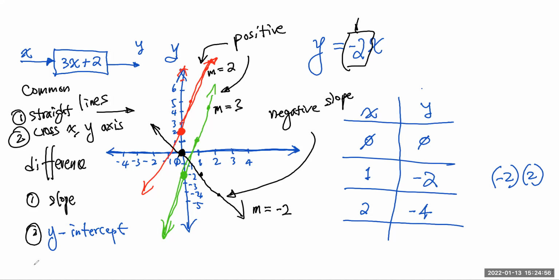Then we also see that they cross the x-axis. This is our x, this is our y. So the red line crosses here, and the black one is also here, but the green is right here. Those are called x-intercept points.